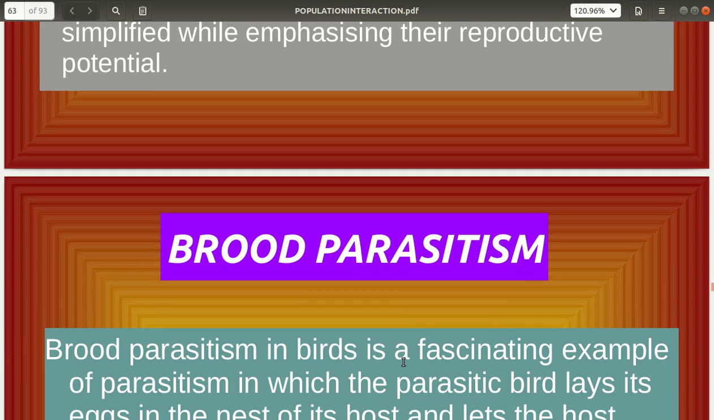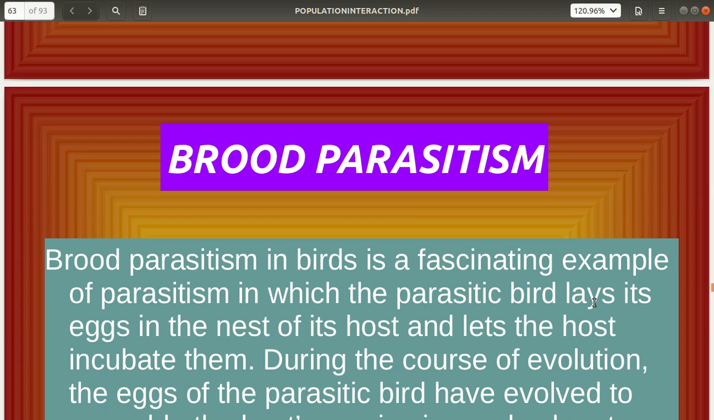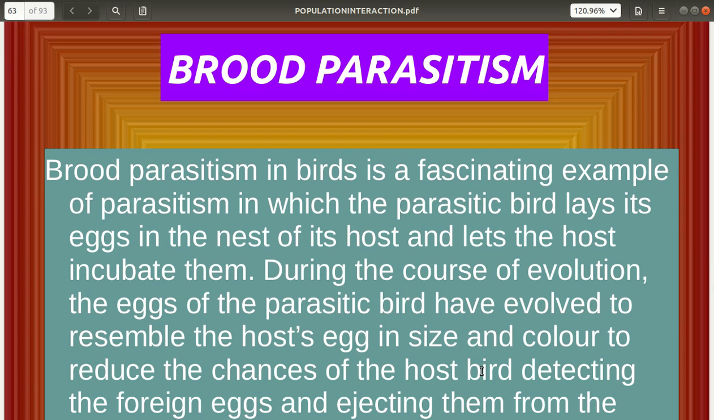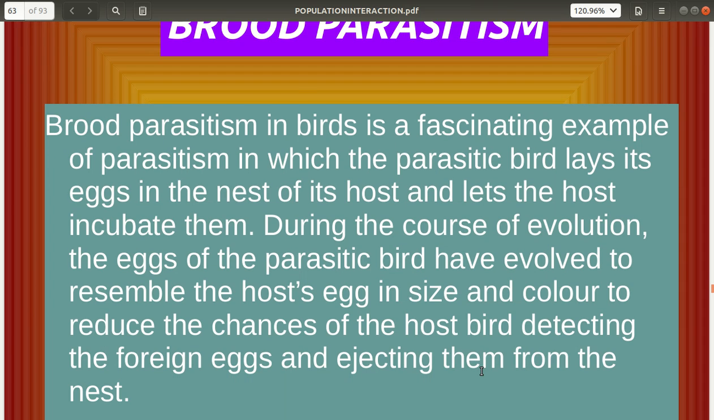So now parasitism is also noticed in brood parasitism, wherein the cuckoos or koels, they are going to outsource their eggs. They are going to lay their eggs in the crow's nest. So that is one of the brood parasitism that we might notice in the birds, in which the parasitic bird, like the cuckoo bird, lays its eggs in the nest of its host and lets the host incubate them and bring up their young ones. During the course of evolution, the eggs of the parasitic birds have evolved to resemble the host egg in size and color to reduce the chances of the host bird detecting the foreign eggs and ejecting them from the nest.